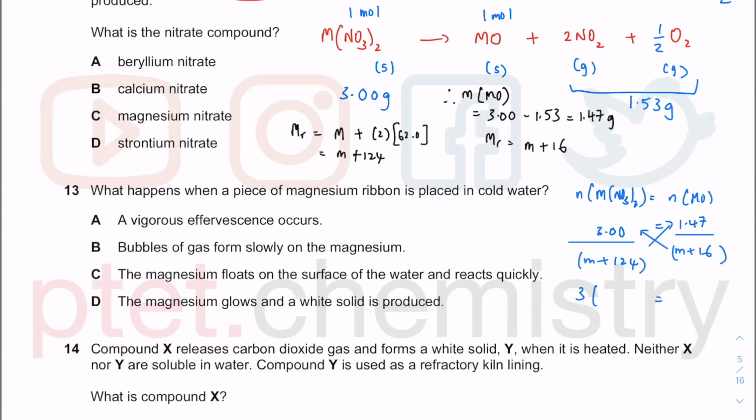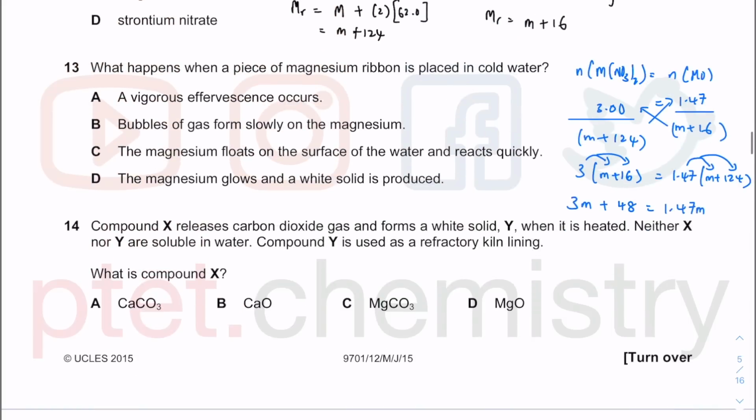Okay, so 3 times M plus 16, that is 3 times M, 3 times 16, and there's 1.47 M plus 124. There's 1.47 times M and 1.47 times 124 there. Hopefully you can see the mathematics fairly easily. So there's 1.47 M, and then in my calculator for the next one, 1.47 times 124. This one is 182.28. I'm going to move the M to one side, collecting the terms that have M together, just doing some simple mathematics. 3 minus 1.47.